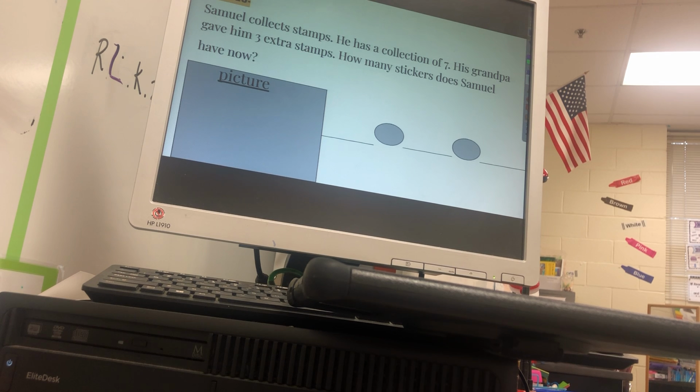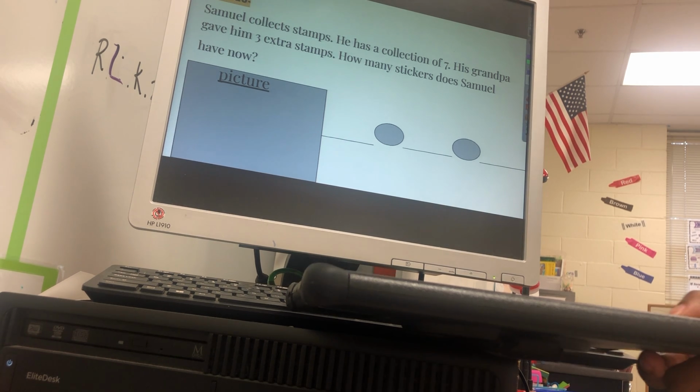Samuel collects stamps. He has a collection of 7. His grandpa gave him 3 extra stamps. How many stamps does Samuel have now? Okay, go ahead and begin.